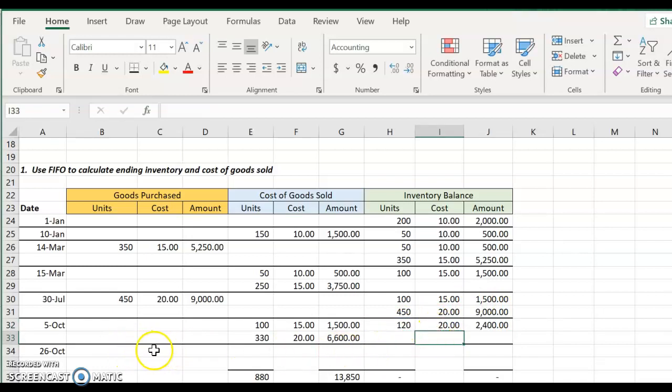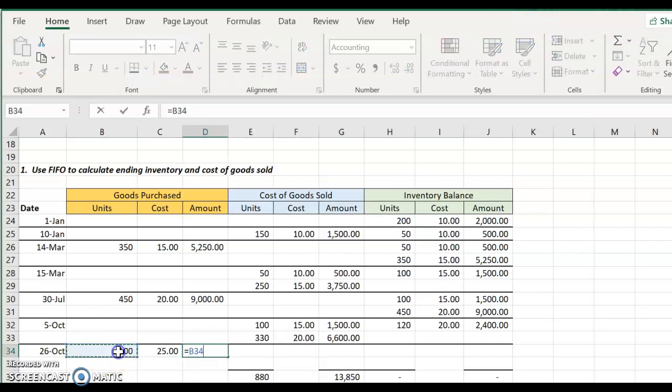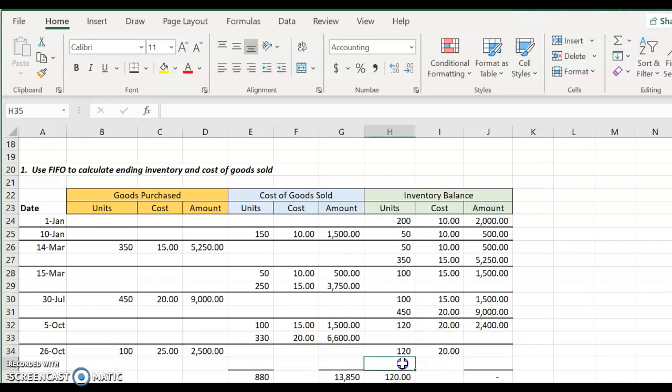And then on the 26th, we purchase 100 at $25. So my ending inventory is the 120 from above at 20 and the 100 at 25.